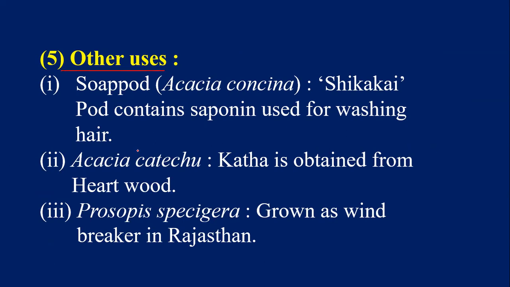Some other economically valuable products are also obtained from this family. For example, soapwood, commonly called Acacia concinna, is used as shikakai. The pod contains saponin, used for washing hair. People living in rural areas use shikakai when taking a hair bath, and it is available in packed form also. In Acacia catechu, katha is obtained from the hardwood, and Prosopis juliflora is grown as a windbreaker in Rajasthan. So these are the other uses we get from this family.